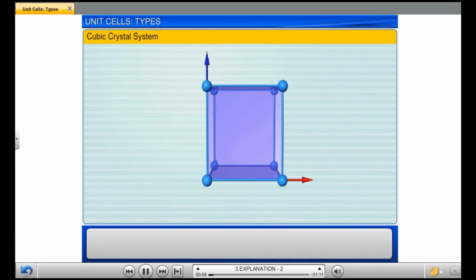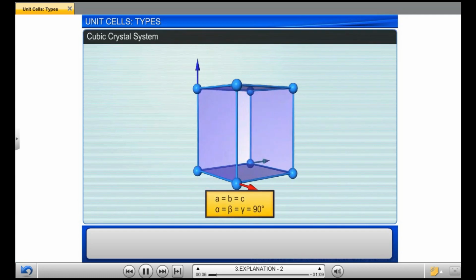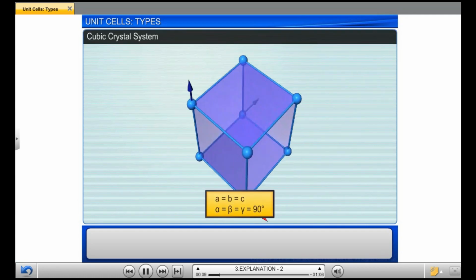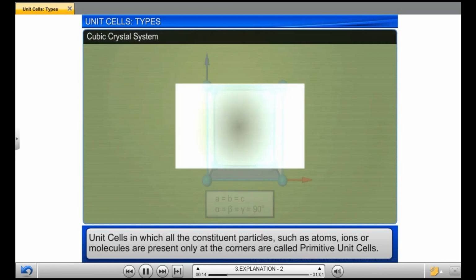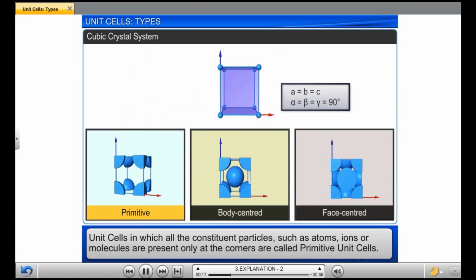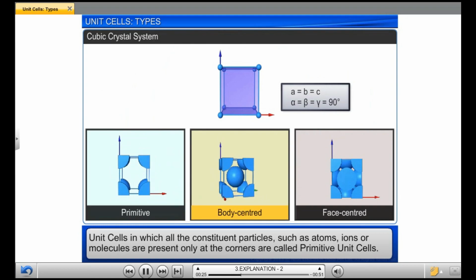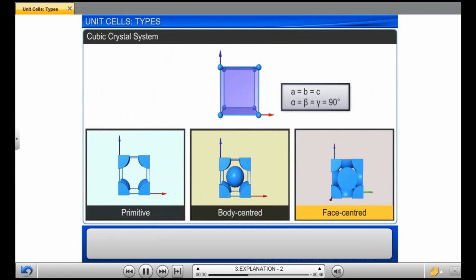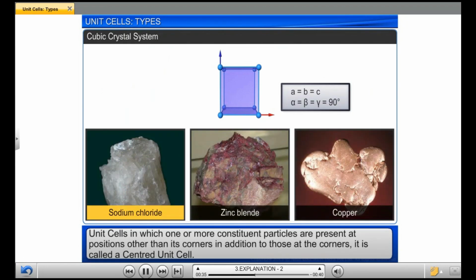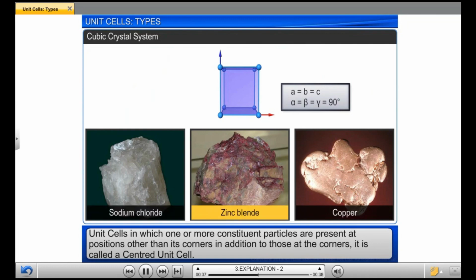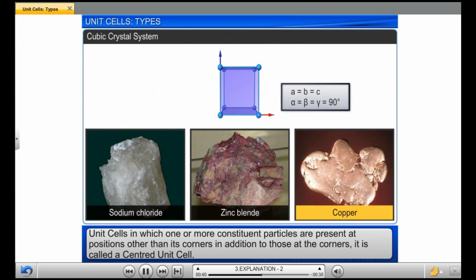In a cubic crystal system, all the 3 axes are of equal length and are at right angles to each other. The possible lattices are primitive, body-centered, and face-centered, as shown here. Sodium chloride, zinc blende, and copper are well-known examples of this type.